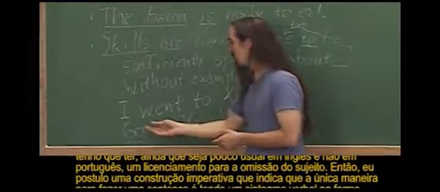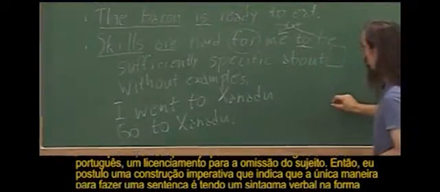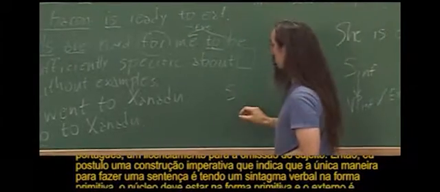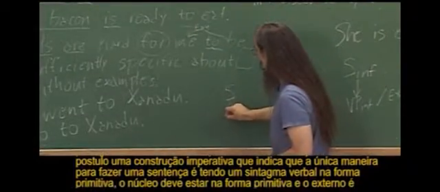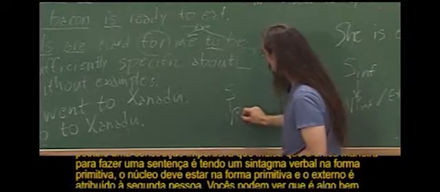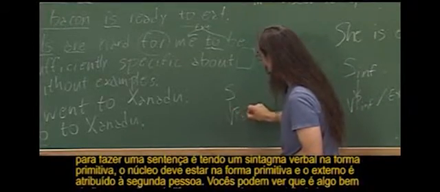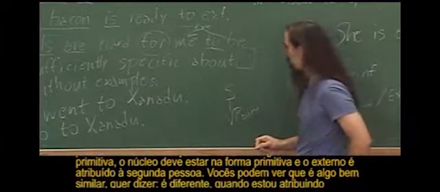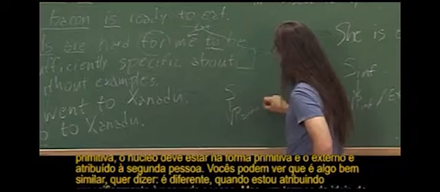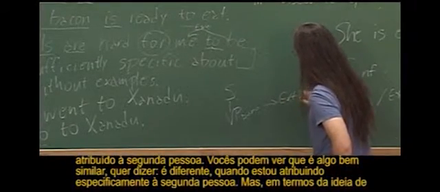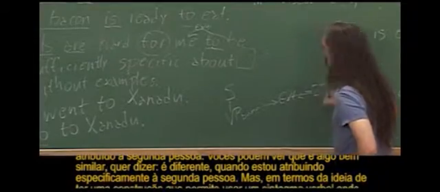And so then I posit an imperative construction which says that one way that I can make a sentence is to have a verb phrase in the bare form. So the head of it should be in a bare form. And the external is assigned to be second person.